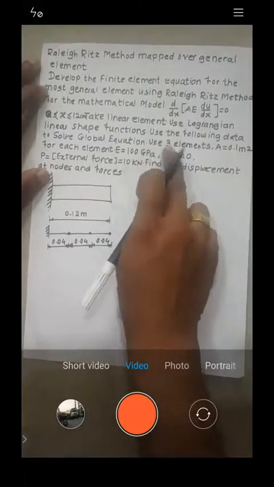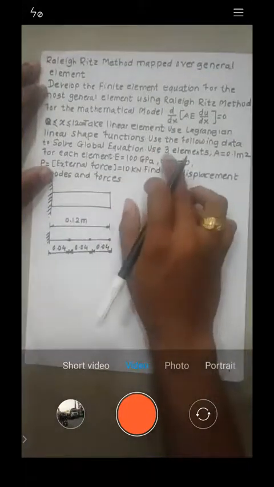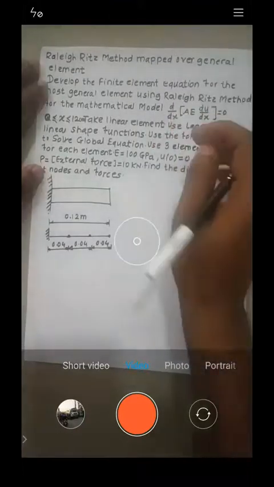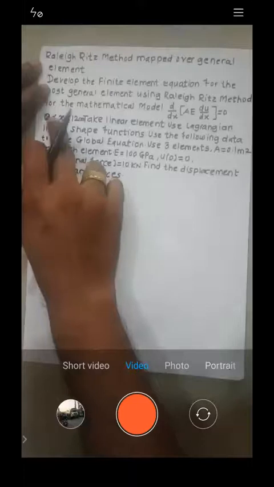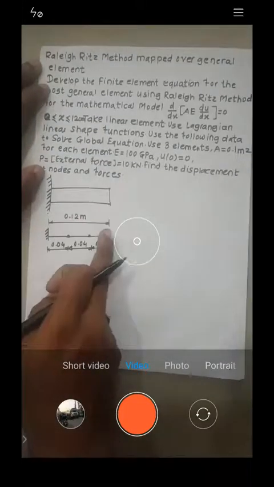See, it is given in the problem. I am not choosing it. See, what they are saying: use 3 elements. I'm explaining every line which is written. First, what is given? They have given the equation. Now you don't know what is to be done with the equation, that I will let you know. Then they have given x is 0 and x is L.